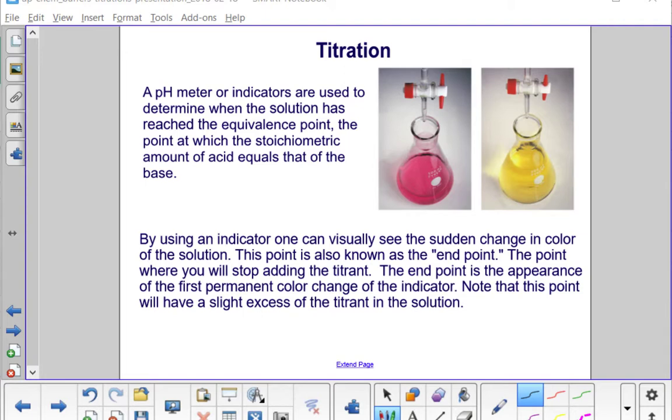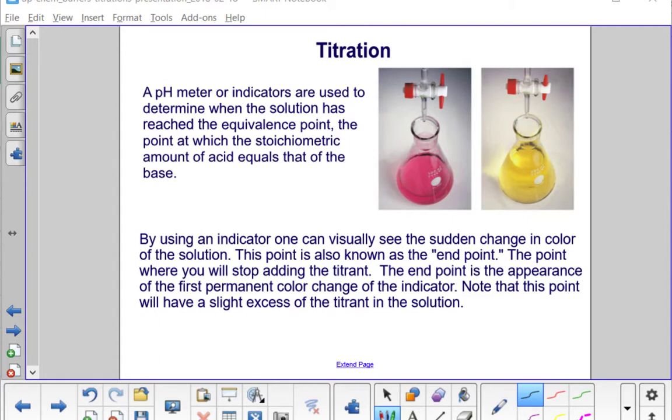During the titration, a pH meter or a pH indicator is used to determine when the solution has reached the equivalence point. The equivalence point is the point at which the stoichiometric amount of the acid is equal to that of the base. By using an indicator, one can visually see the solution suddenly change in color. This point is also known as the end point, the point where you'll stop adding the titrant. The end point is the appearance of the first permanent color change of the indicator. And at that point, you have a slight, like 1 drop, excess of the titrant in the solution.